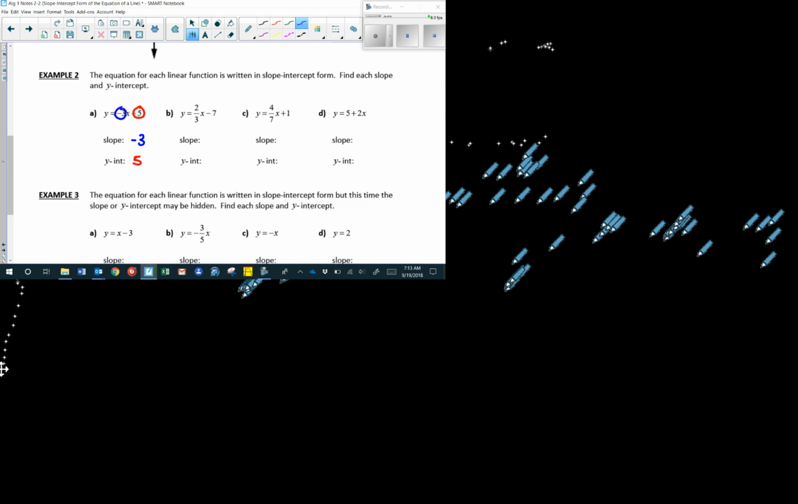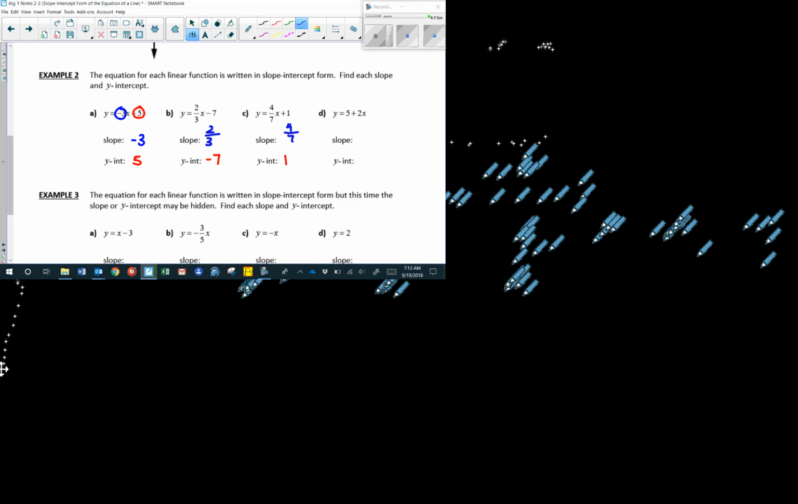In part B, the slope is the number that multiplies x, so that is 2/3. And the y-intercept is the number that's added to x. Well, we see subtract 7, and remember that subtract 7 is actually like adding -7, so our y-intercept is -7. In C, our slope is the number that multiplies x, so that's positive 4/7, and the y-intercept is 1.